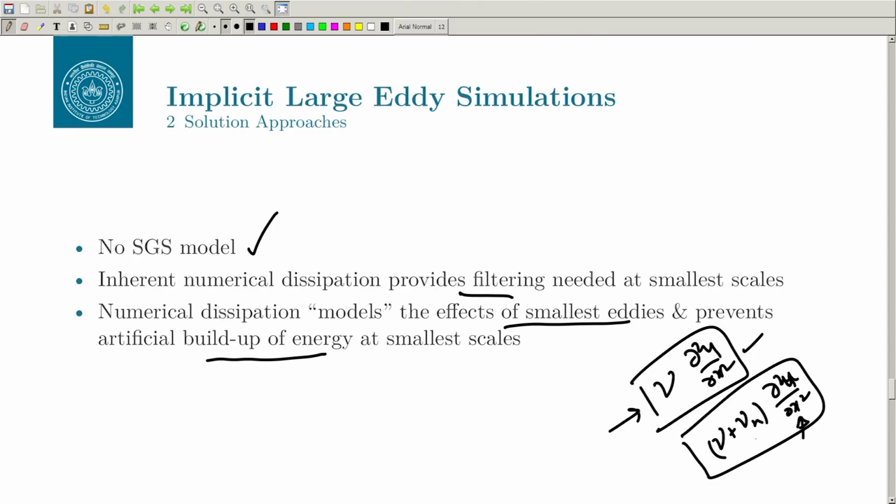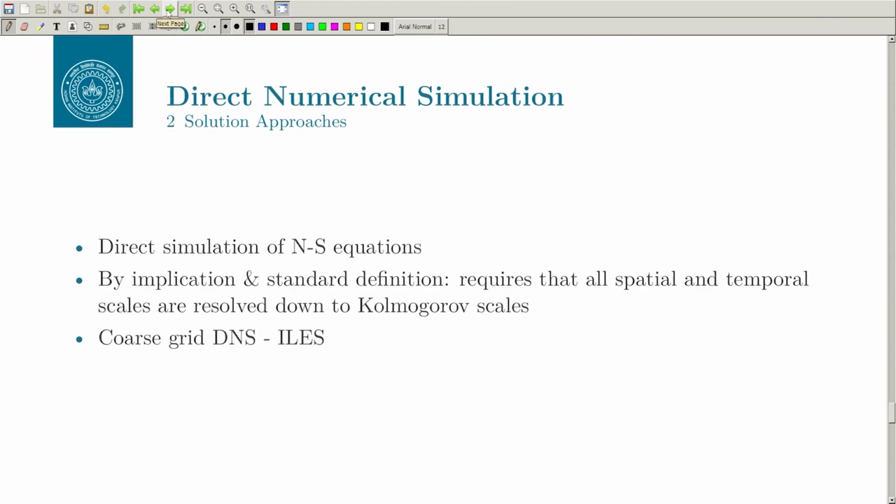So, that is the argument, that your numerical dissipation accounts for the dissipation that is not happening by natural viscosity. This is what is called implicit LES, and then DNS, finally, is the direct simulation of the Navier-Stokes equations, and by implication and by extended definition it requires that all spatial and temporal scales are resolved down to the Kolmogorov scale.